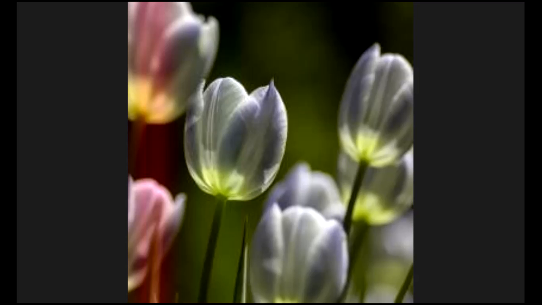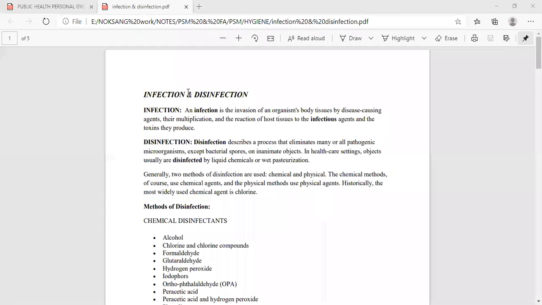Take the notes on infection and disinfection. Write down the topic, infection and disinfection. Write down the meaning of infection. What is infection? Okay, and then disinfection. Then you should write, generally there are two methods of disinfection. They are chemical disinfection and physical disinfection.